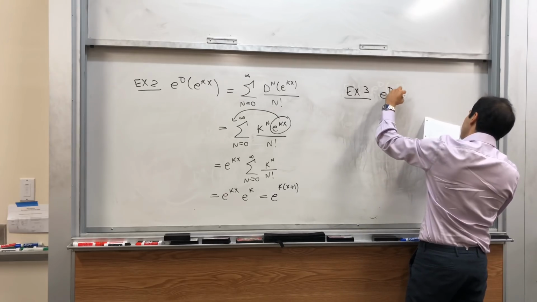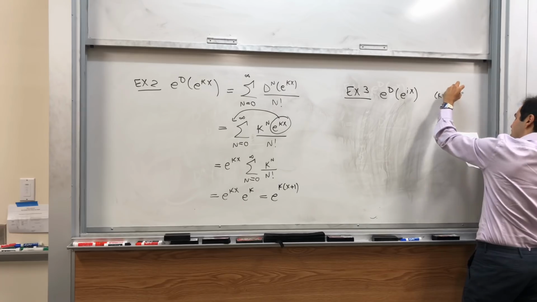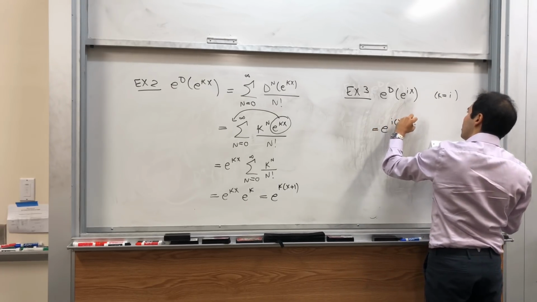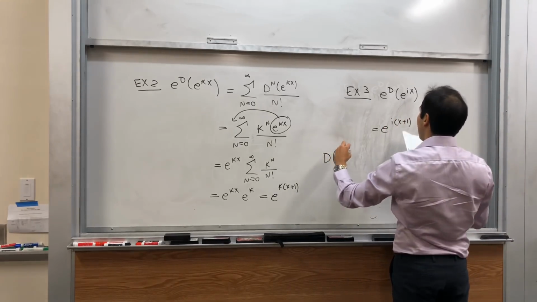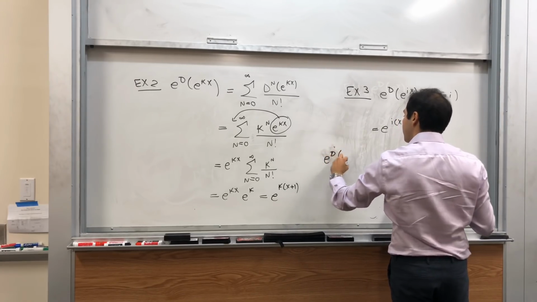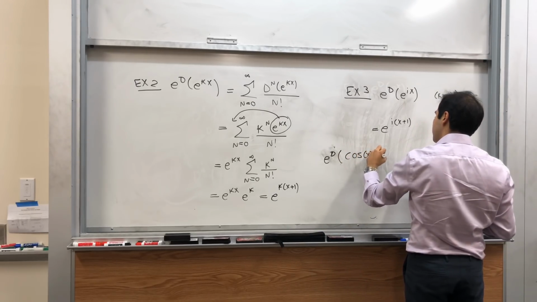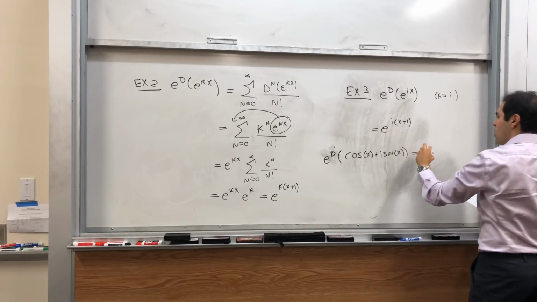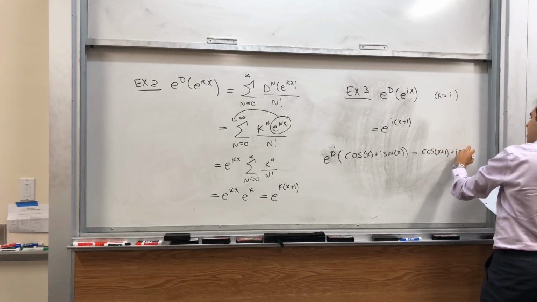So e to the d, e to the ix, just that k equals i. And you find that it just shifts e to the ix by 1 unit. But then, what does that mean? E to the ix, so the exponential derivative, e to the ix is just cosine of x plus i sine of x, equals cosine of x plus 1 plus i sine of x plus 1.